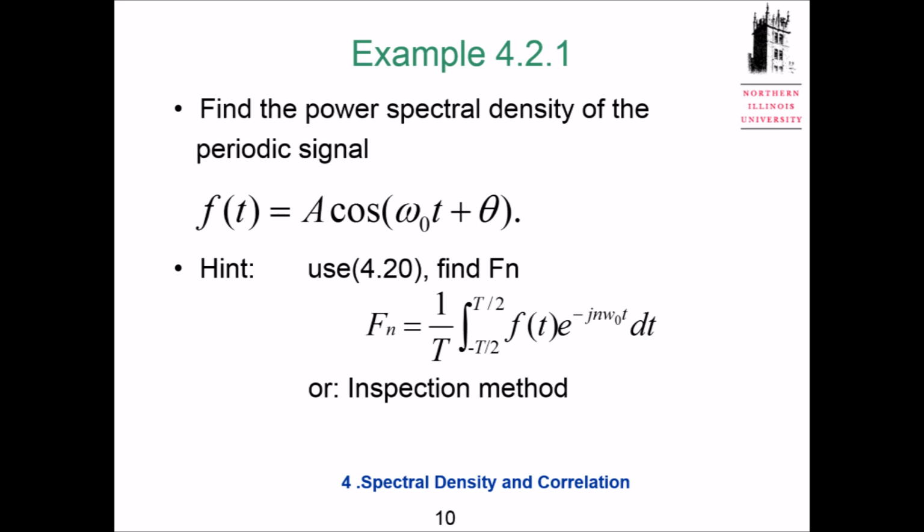Now let's look at how we can calculate Fn. Previously, we always talked about using the definition, right? Find Fn, use your integral table, find Fn. Today we talk about method number 2, which we call the inspection method. So I'm going to go over what the inspection method is and how we can use it.